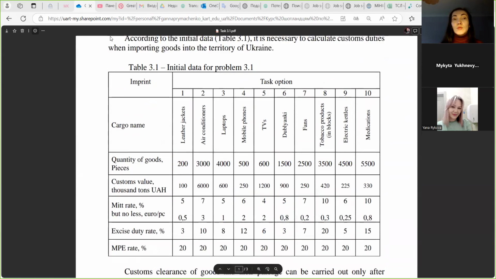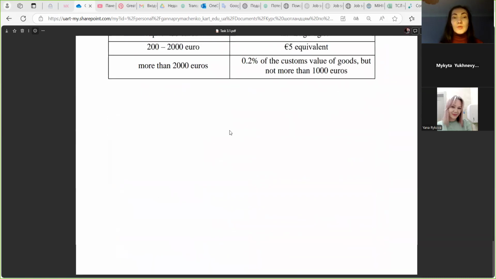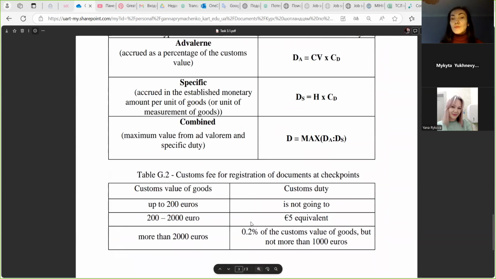I open our table 3.1. It is our fourth line in our table. So for your 6th variant, it will be 900,000 hryvnias, and you divide this by our course and find it in euros. Okay, I come back to our table 3.2, and you could choose whether we need to pay something or not.